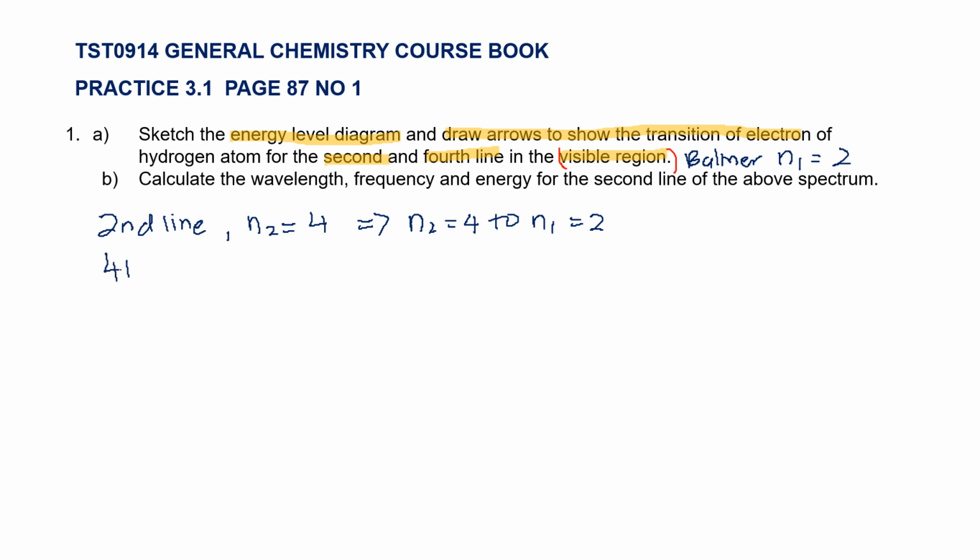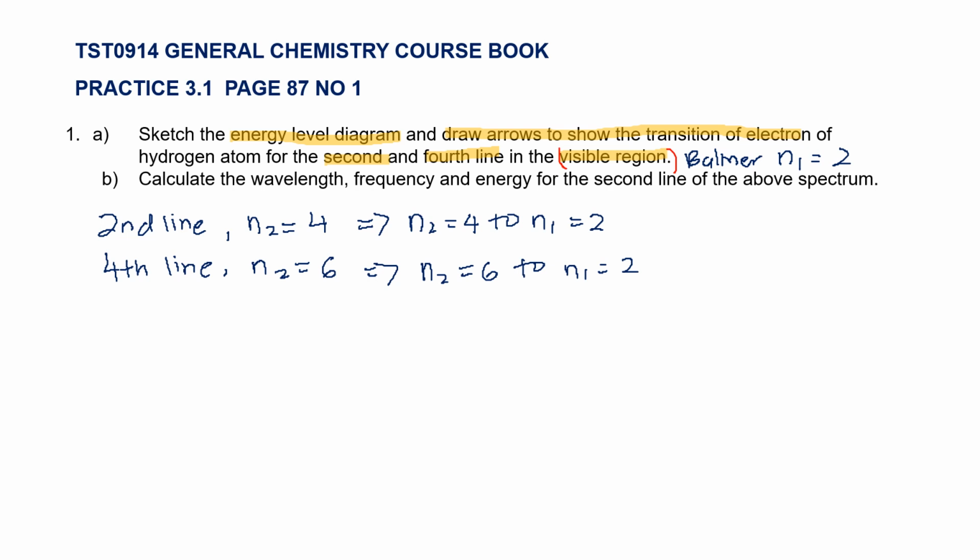The fourth line of Balmer series. What is the N2 for the fourth line? If the second line is N equals 4, the third line will be N equals 5, the fourth line will be N equals 6. So the transition for the fourth line is N2 equals 6 to N1 equals 2. From there we can sketch the energy level diagram.